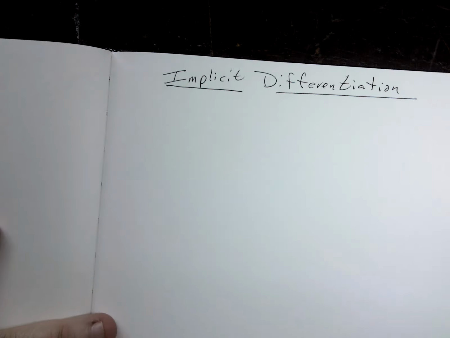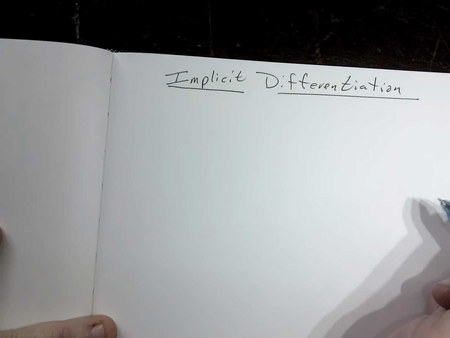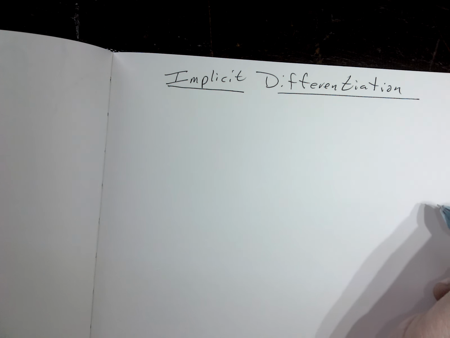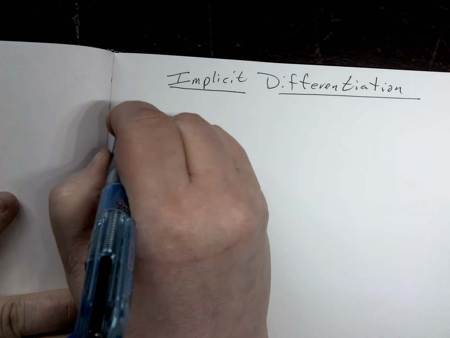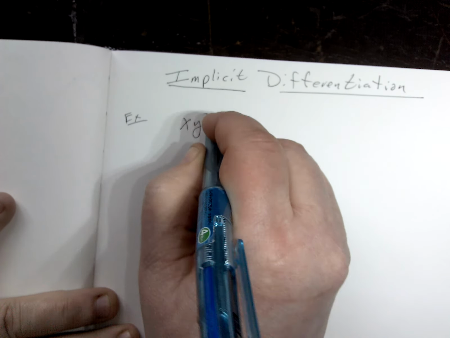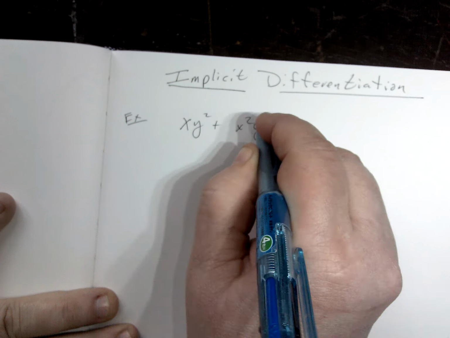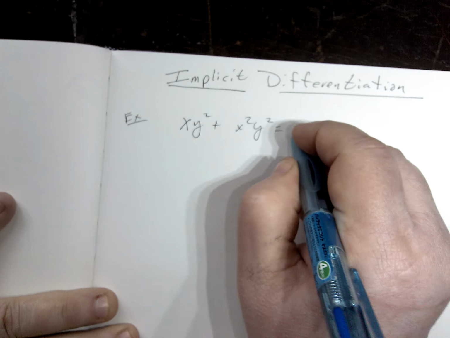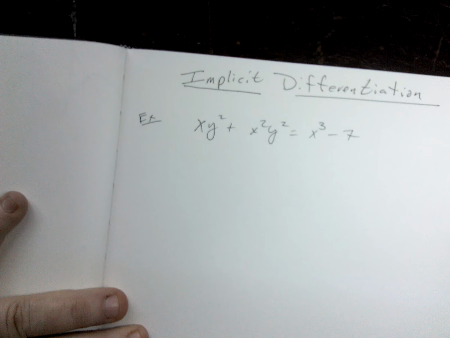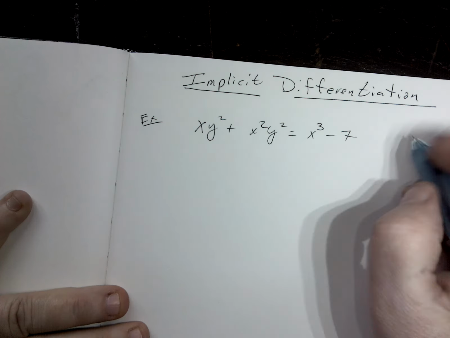Implicit differentiation is how you deal with equations that have x's and y's mixed up in them. You still want to be able to find dy/dx, even though it's not a function. So, for example, let's say I have xy squared plus x squared y squared equals x cubed minus 7, something like that. And I have to find dy/dx.